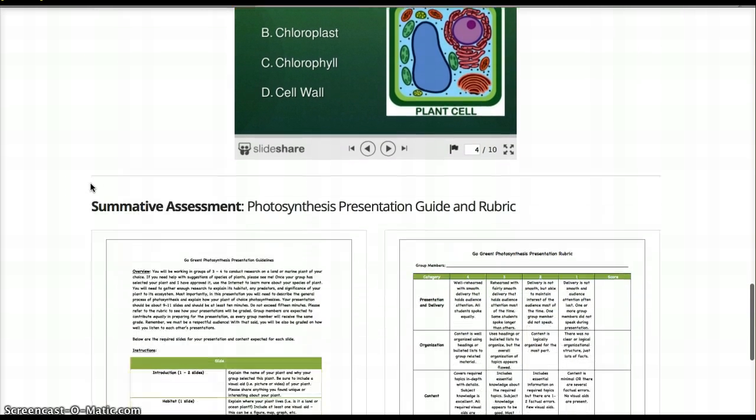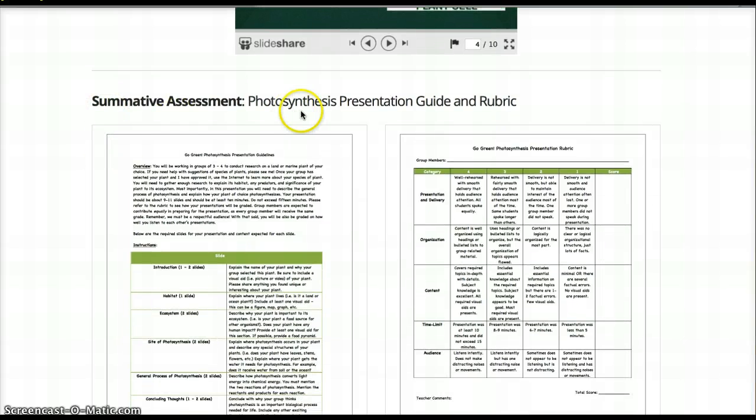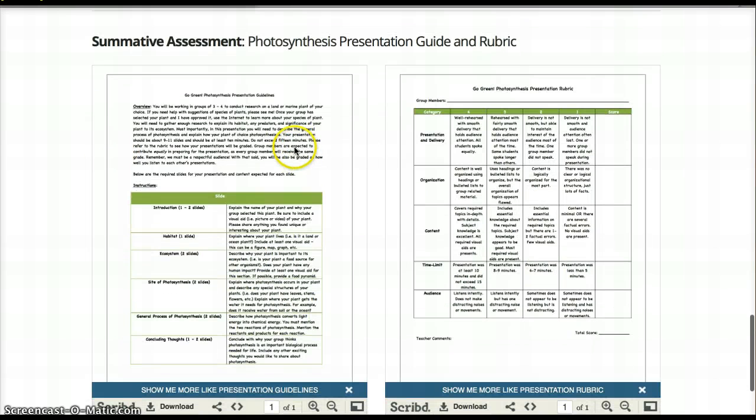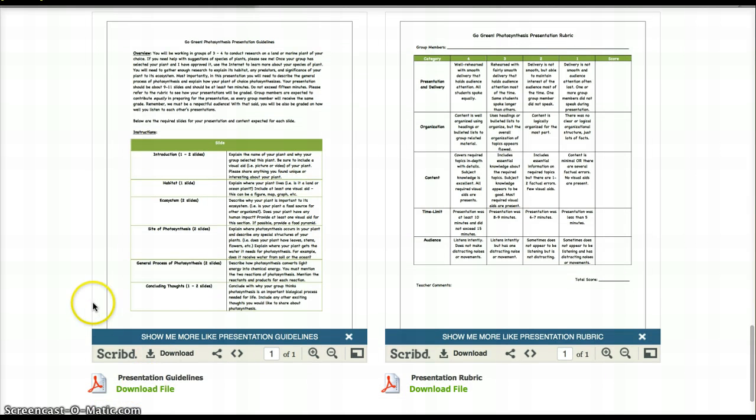And I also have my summative assessment. I have my presentation guide and the rubric for students to refer to. They can also download it if they want their own copy. In this presentation, students are going to be modeling to me their demonstration of their knowledge of photosynthesis, and they're going to be doing that directly and indirectly because they're going to have to do research about a plant of their choice, talk about the site of photosynthesis on their own plant that they've researched, and also talk about why their plant is important for their environment. So it's tying in underlying themes that we've talked about and applying them to a real life example.